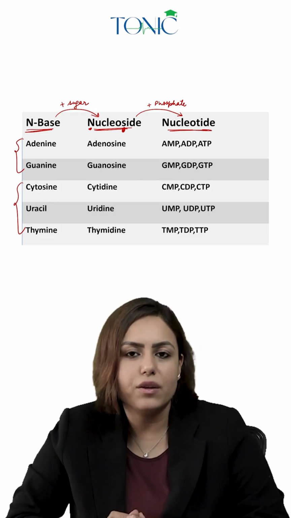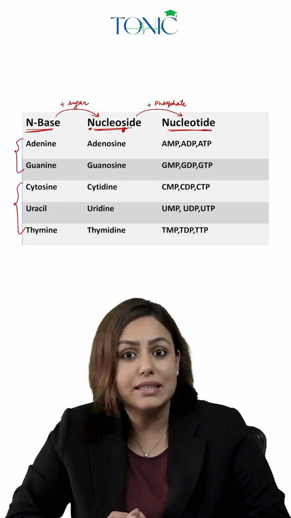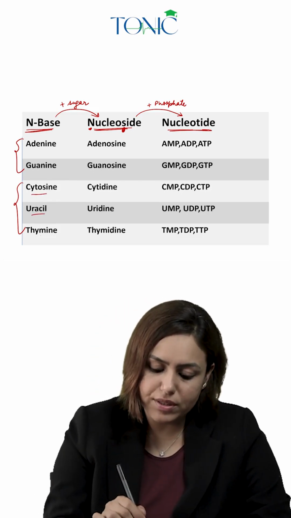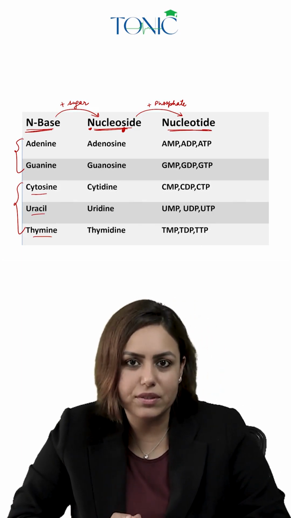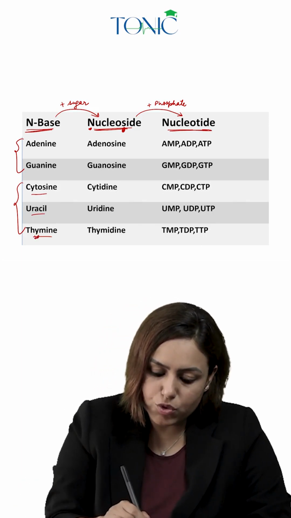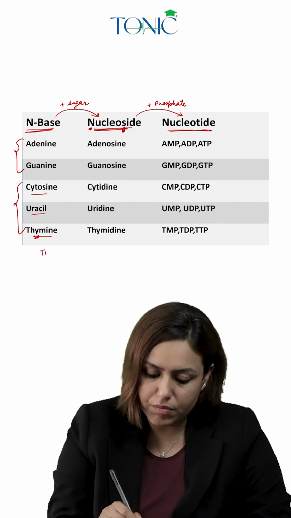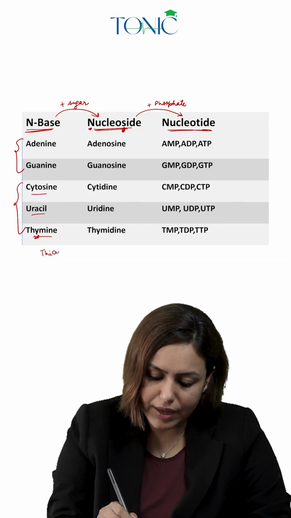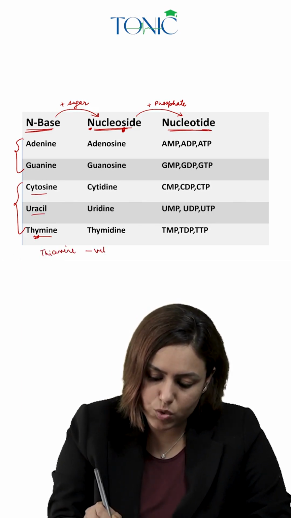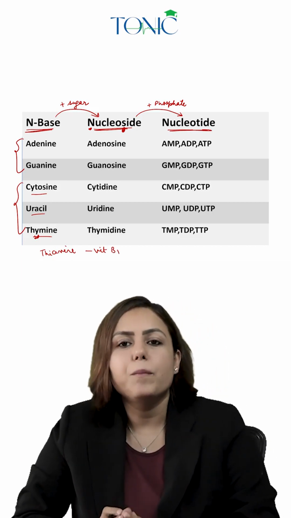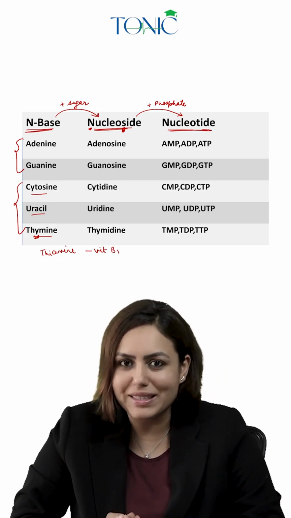First two, adenine and guanine, are purines. Next three, cytosine, uracil, thymine, are pyrimidines. Be careful, THY, thymine is a pyrimidine, but THIA, thiamine, is vitamin. It is vitamin B1, right? Be careful with the spellings.